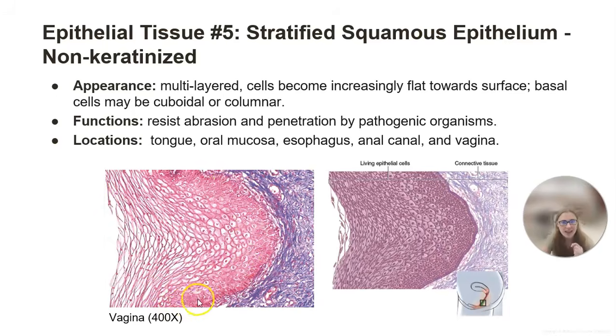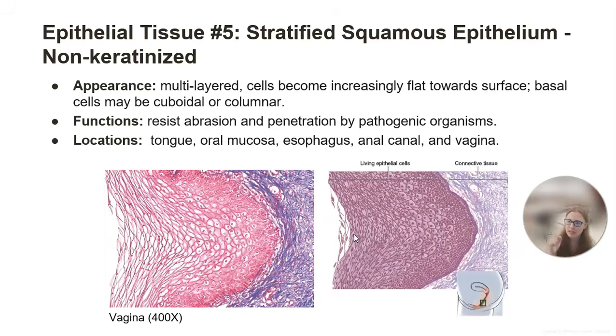And what you'll notice is it does look kind of cuboidal, maybe even columnar at the basement membrane, but as we move to the surface, you notice that these cells become increasingly squamous in appearance, increasingly scale-like, smushed, flat. And what you'll notice is that at the surface, and you can appreciate this a lot better in the drawing here, in the stylized rendering, these cells are actually sloughing off at the surface. So where the epithelial tissue actually touches the lumen, you'll notice that these cells flake away.